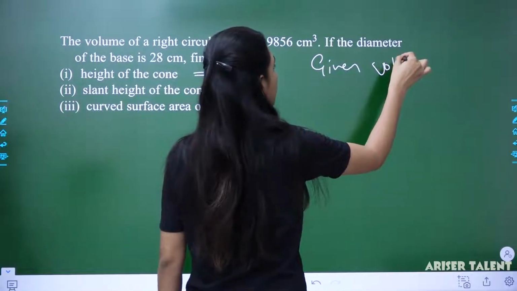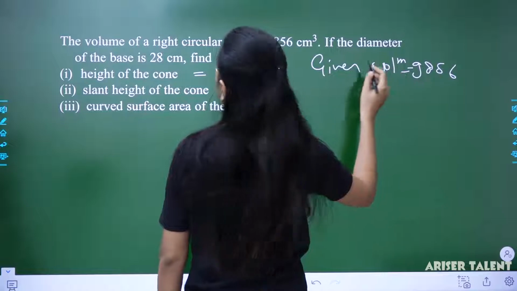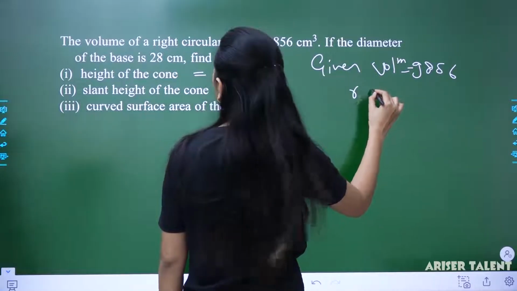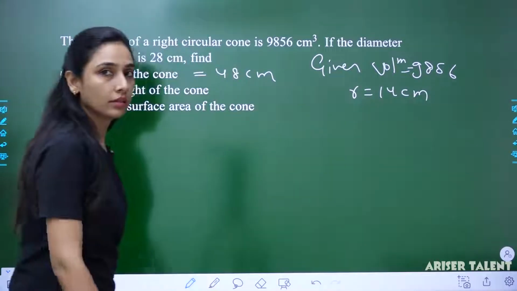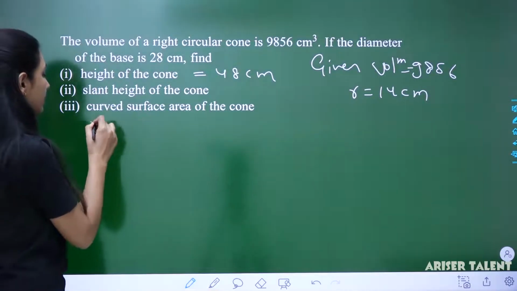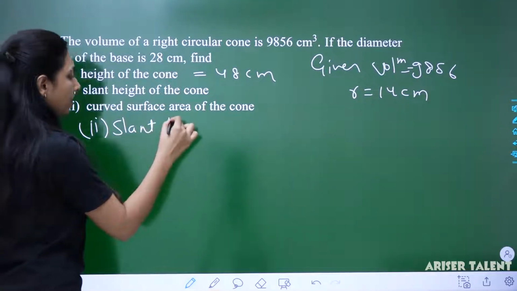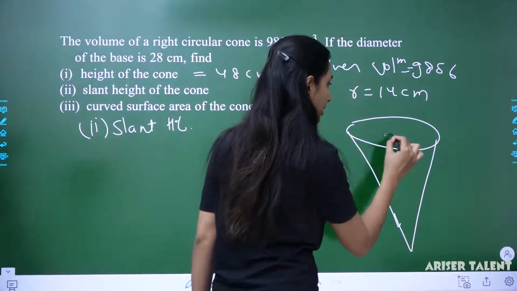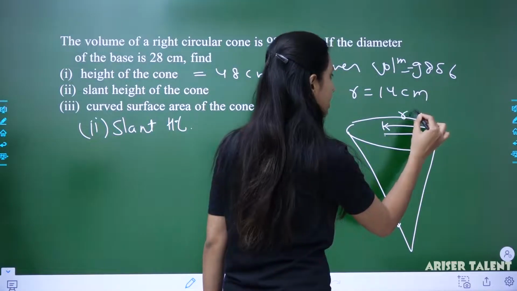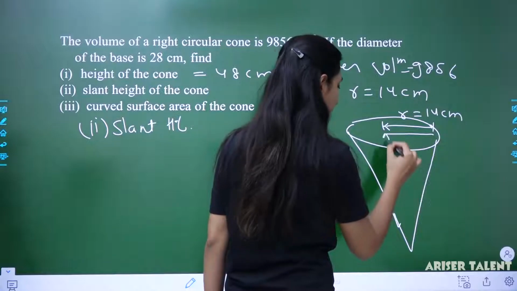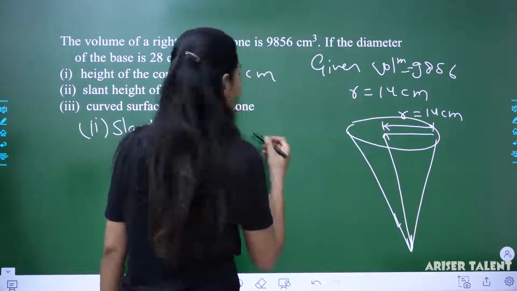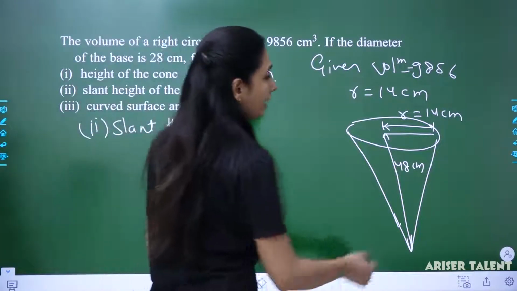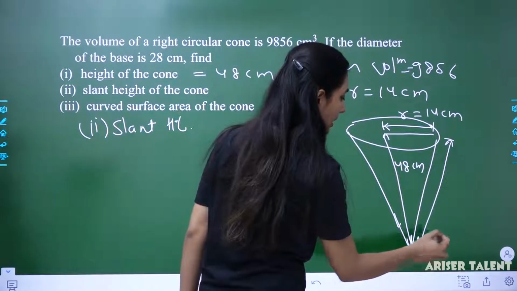Given volume 9856 and the radius is 14 centimeter. Now the second thing is slant height. If you talk about the diagram, we will be making here that will be having some radius which is equal to 14 centimeter in this case. We have known the height of it. This is 48 centimeters. And that will be here the L.